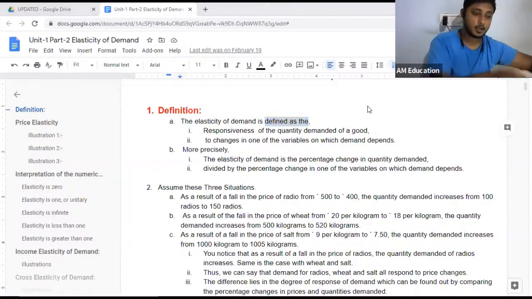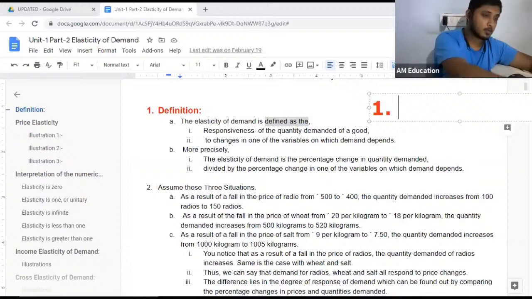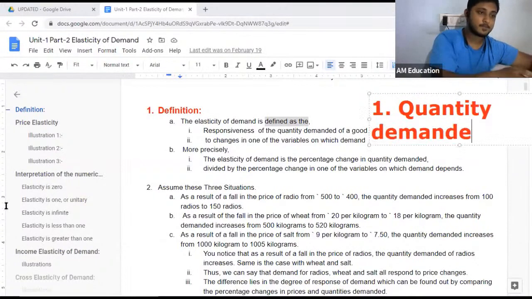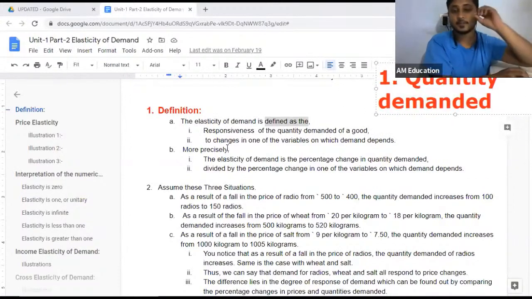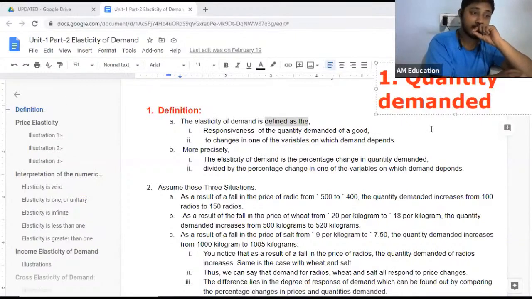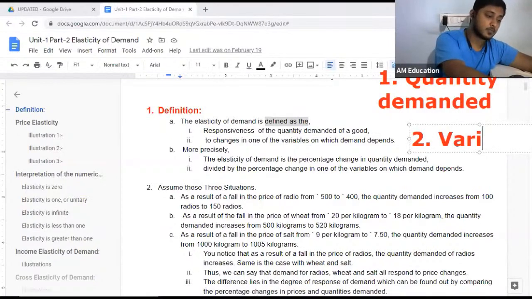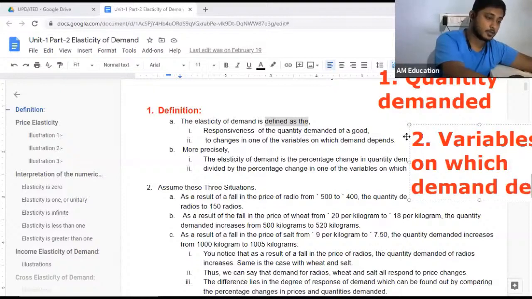So there is one thing already: quantity demanded. One thing is quantity demanded, and the other thing is the responsiveness of the quantity demanded of the good to the changes in one of the variables on which demand depends. The second thing is saying that variables on which demand depends, right?